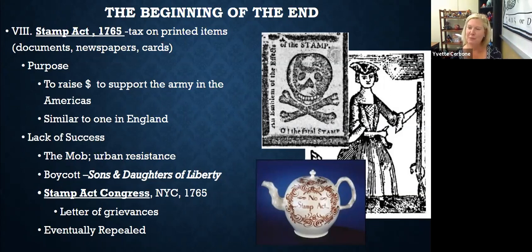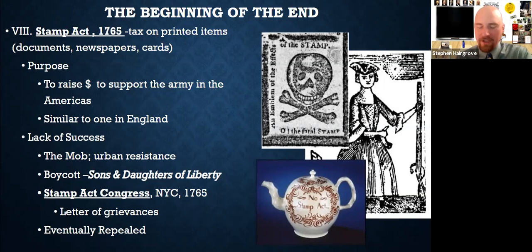The thing is, this was made in England. So some enterprising person in England understood that the colonists were unhappy and made these to sell. So the next time you're in Target and you buy a Che Guevara t-shirt or something like that, understand that this is capitalism at work, perhaps more than active resistance. But that is an object of the time period.